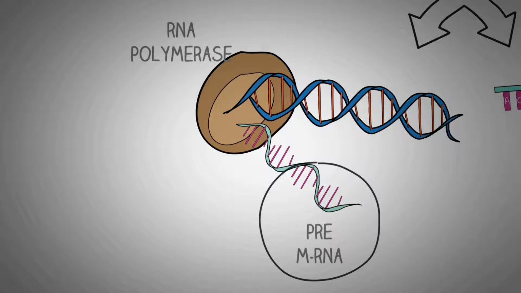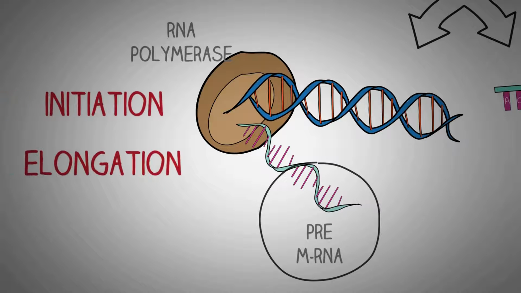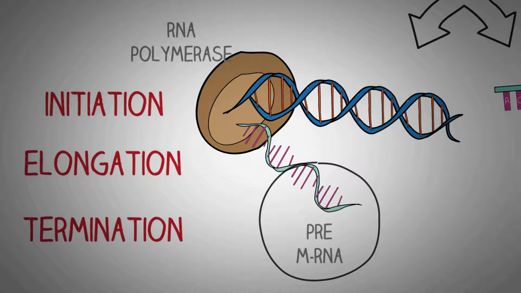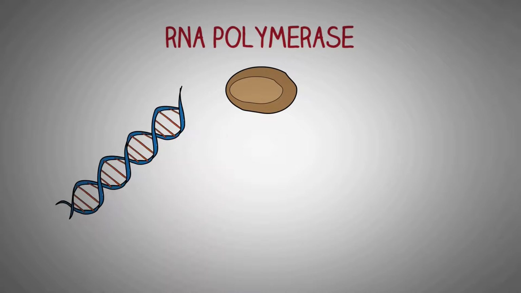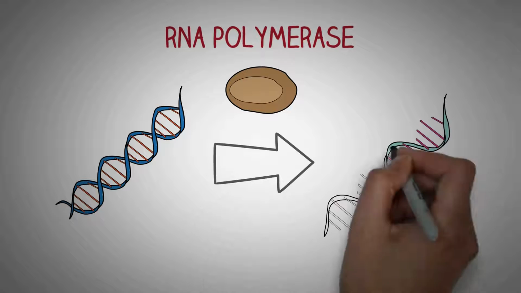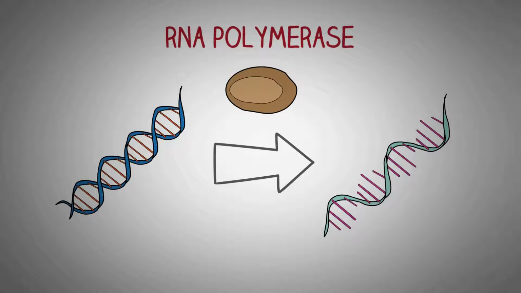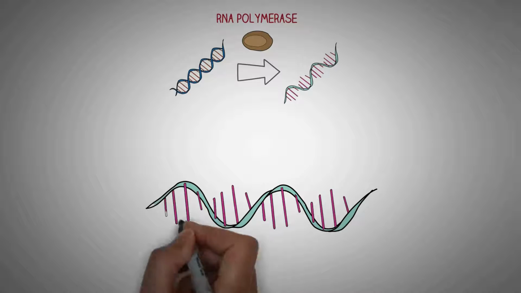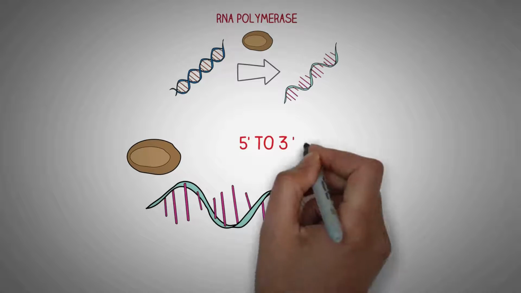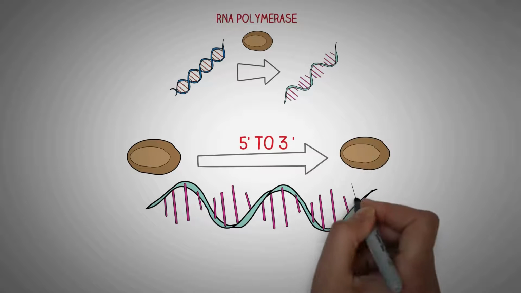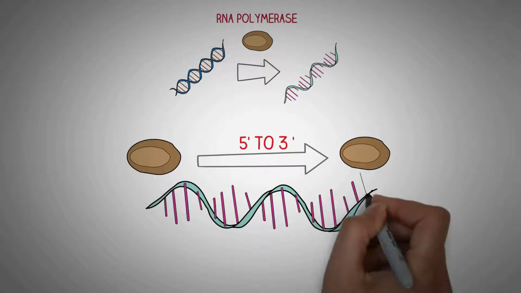So let's look at the first section of this process, which is the formation of the pre-messenger RNA, which essentially takes place in 3 steps: initiation, elongation, and termination. Now, the main enzyme that is involved in this process of transcription is the RNA polymerase. The RNA polymerase has the main job of copying the information of the DNA to a new RNA molecule. RNA polymerase builds the new strand from the 5' to the 3' direction, adding new nucleotides to the 3' end.